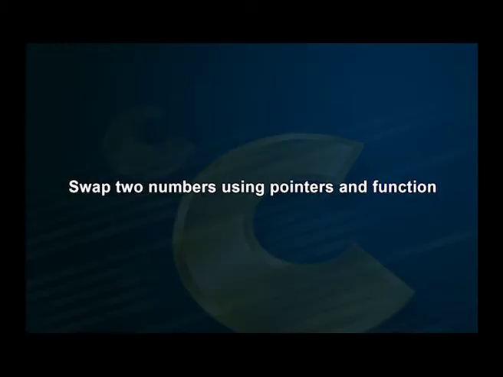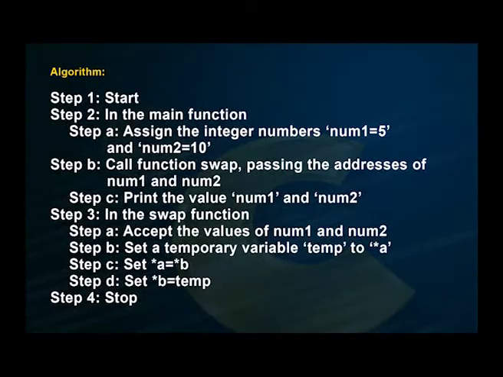Now, let us see the next program, to swap two numbers using pointers and function. Let us see the algorithm first. Step 1, start. Step 2, in the main function, step A, assign the integer numbers num1 equal to 5 and num2 equal to 10. Step B, call function swap passing the addresses of num1 and num2. Step C, print the values of num1 and num2.